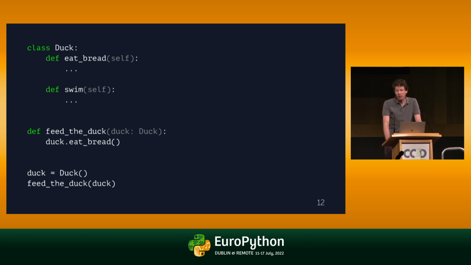So for an example of how to use type hints, suppose that we have a class Duck, and this duck can eat bread and it can swim. Now, then we can have a function called feed_the_duck. It takes a duck as argument. And here, after the argument name, I've specified a type hint, namely that I expect this duck to be of type Duck. And then I can have this duck eat bread. Well, that should work because the duck has a method that is called eat_bread. Now, when we instantiate a duck, we can call this function. We can use it on the duck, and the duck is fed bread. Well, that's cool.